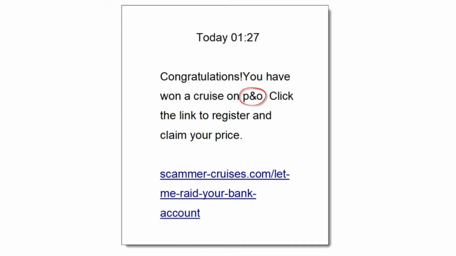So there's another clue. Claim your price. Well, the only price you might find would be the price you would pay if you allow the scammers to access your bank account, if you give them your details. So they will claim the price and you won't get a prize.